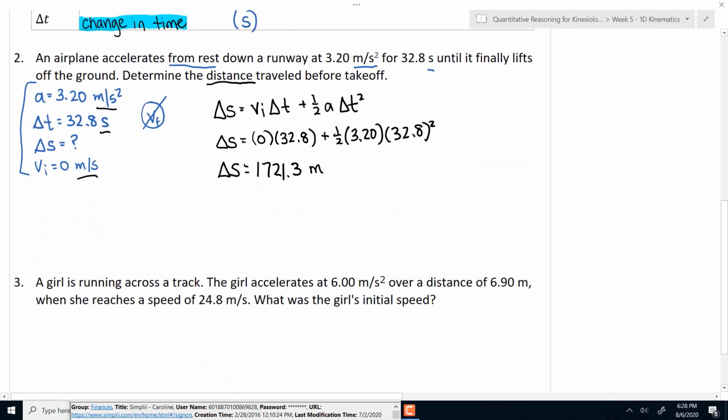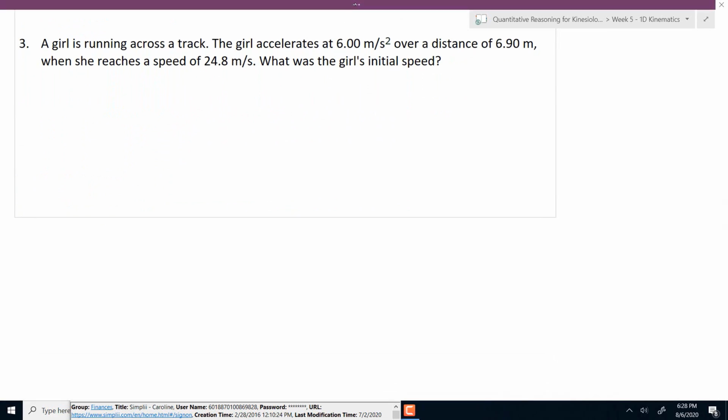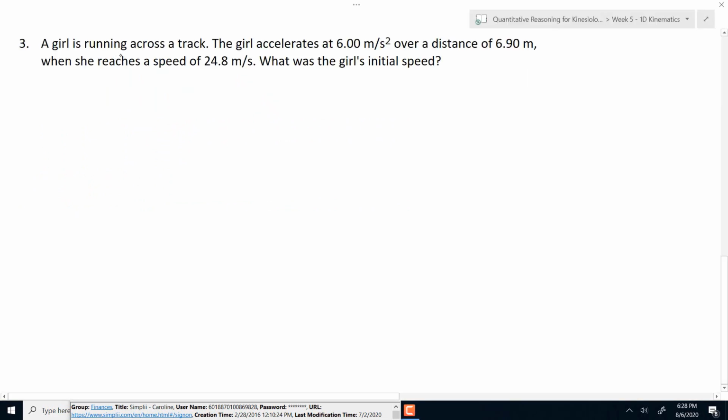All right. So let's move on to question 3. A girl is running across a track. The girl accelerates at 6.00 meters per second squared. So let's write what that is. It's the acceleration. You can tell because it says she accelerates at that acceleration. It also gives us the units meters per second squared, which are the units for acceleration. So I have acceleration is equal to 6.00 meters per second squared over a distance of 6.90 meters. So that would be my delta S.